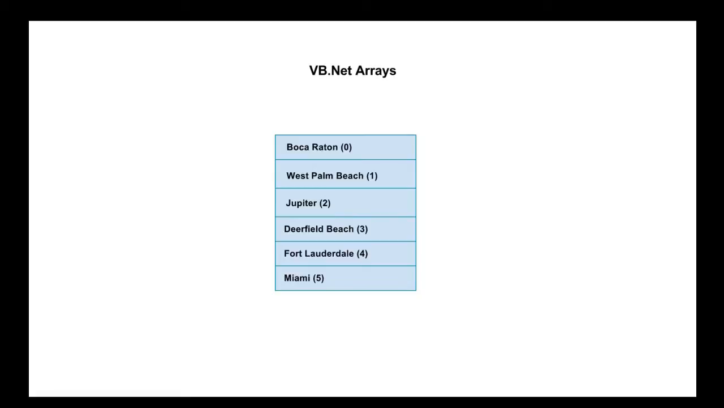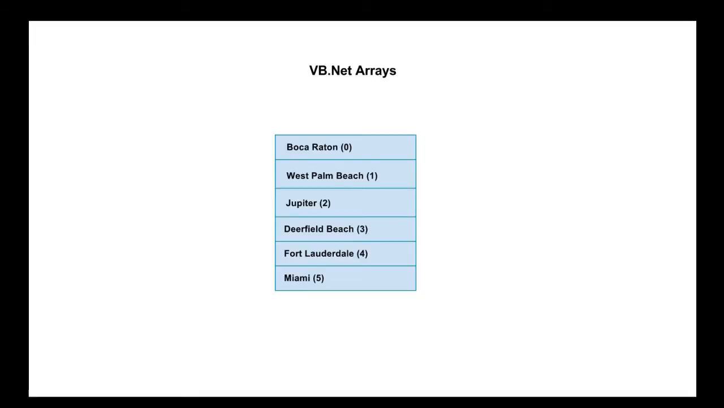So the 0 index is assigned for the element Boca Raton, then the 1 is for the element West Palm Beach, and it goes all the way to the 5, which is Miami in our example here. So this is something important to remember, that Visual Basic arrays are zero based. As you can see, Visual Basic stores each element in its own memory space, and in order to access these elements, we use the index of the array. So to access Boca Raton, for example, we use the 0 index, and to access West Palm Beach we use the 1 index, and so on.